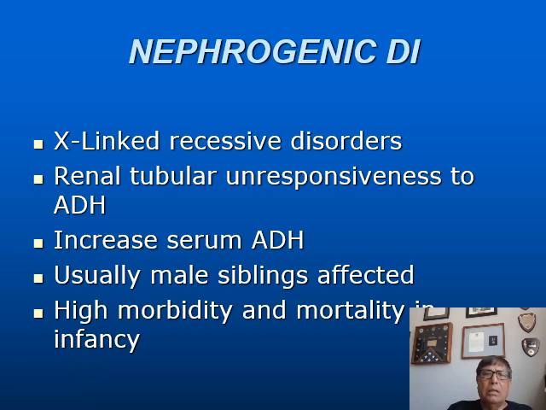Now, I want to talk to you about nephrogenic DI. This nephrogenic DI, also known as vasopressin-resistant diabetes insipidus, is X-linked recessive. Now, I'd like to tell you a little story, from the history that I read when I was reading about nephrogenic DI. So the story goes like this.